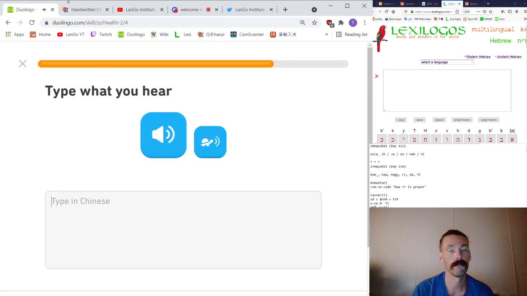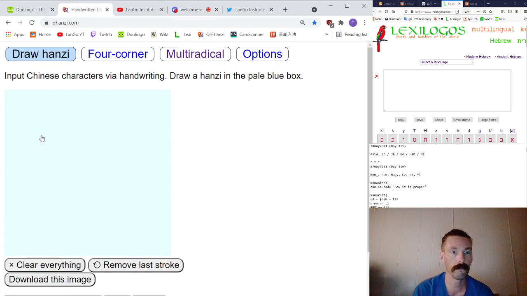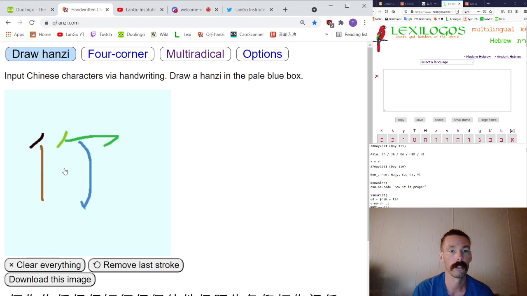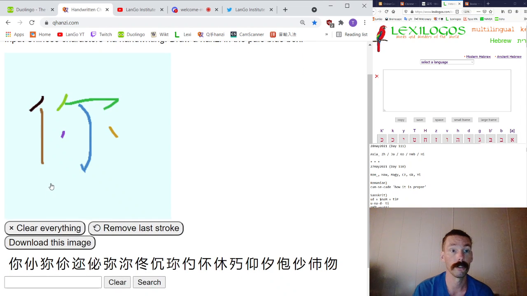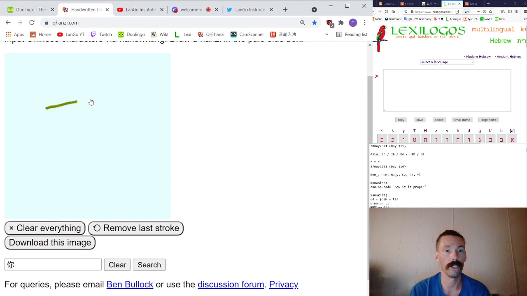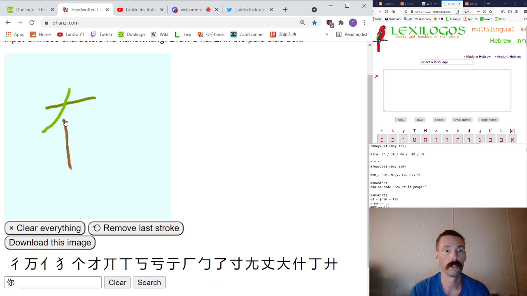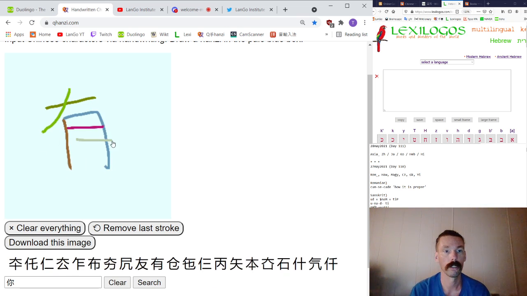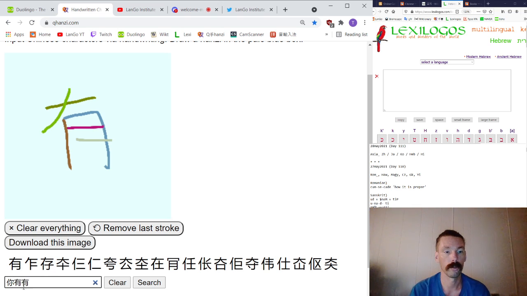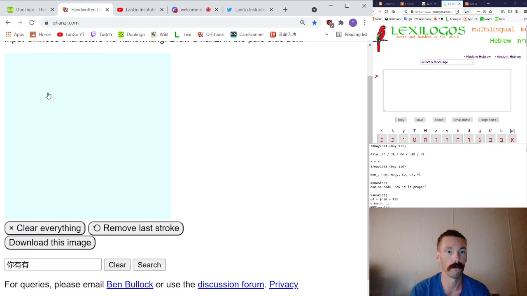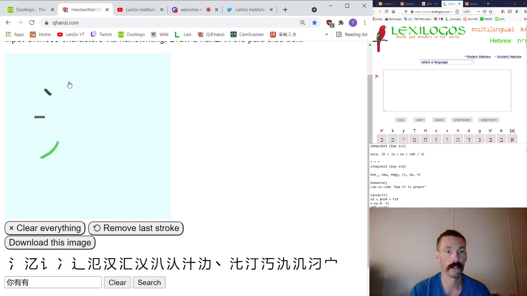你有没有发烧？ So you just type it, or you just write it by hand here in the blue field. It gives you its best guesses for what you would put there. 你有 I'm going to click twice because I'm going to need it right over again. May.